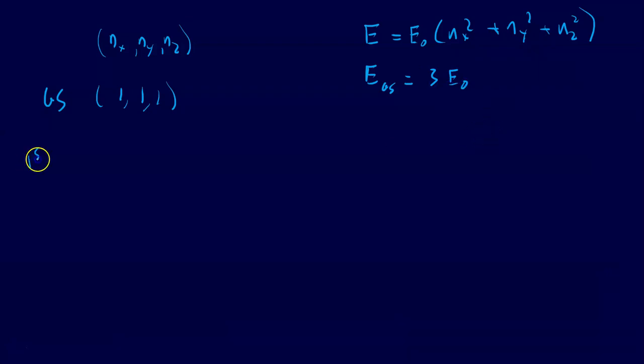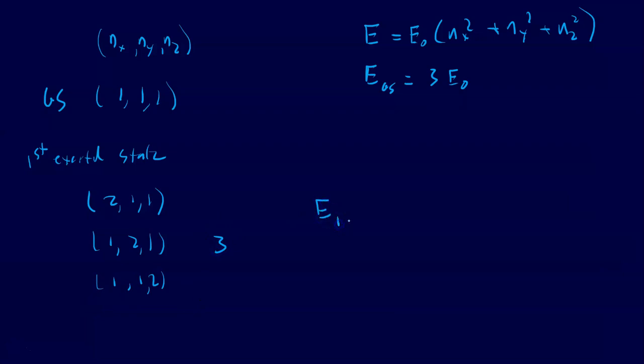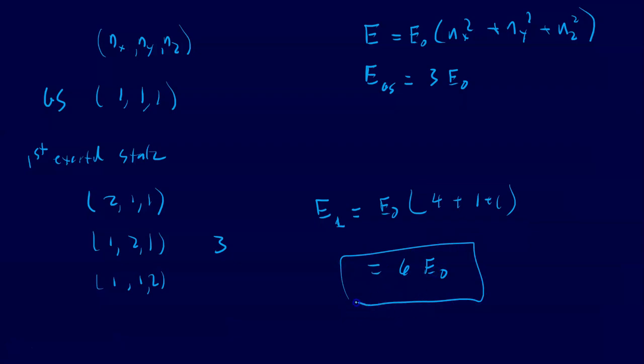Now the first excited state, that would basically be where one of these is 2. Hopefully you can see that there are three ways to do that, by having the 2 be in a different place: 1, 2, 3. So the degeneracy is 3, and then the energy for the first excited state would be E0 times, and it doesn't matter which one, but one of these should be 2, so you get 4 plus 1 plus 1, and so you get 6 E0.